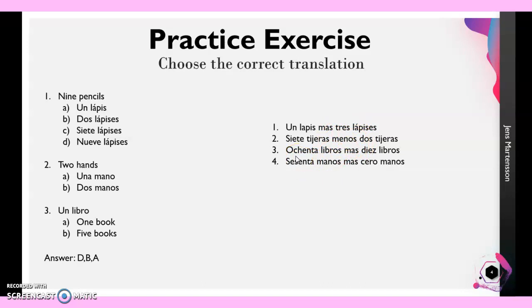Number 3 reads, 80 libros más 10 libros. Number 4, 60 manos más 0 manos. And if you said that number 2 was 5, that is correct. If you said that number 3 is 90, that is correct. If you said number 4 was 60, don't forget to put the S instead of T, that is correct.